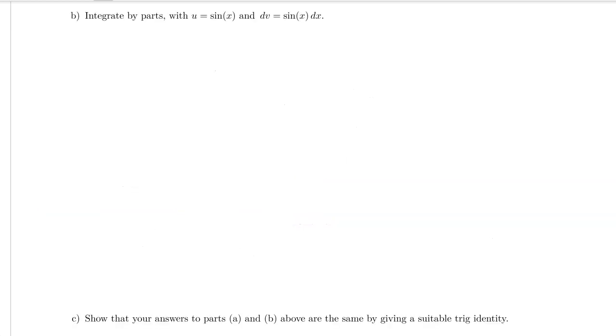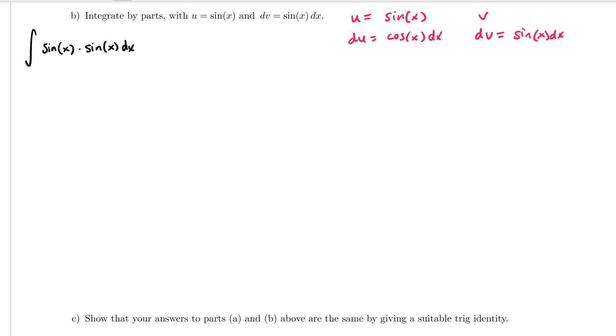Part B wants us to solve the same integral, but now with integration by parts, and it tells us specifically to make u equal to sine of x and dv equal to sine of x dx. So I'm going to rewrite sine squared x as this, and off to the side here, I'll make u equal to sine of x, and then du is going to equal cosine of x dx. dv we're setting equal to sine of x dx. And then v is going to equal negative cosine of x.